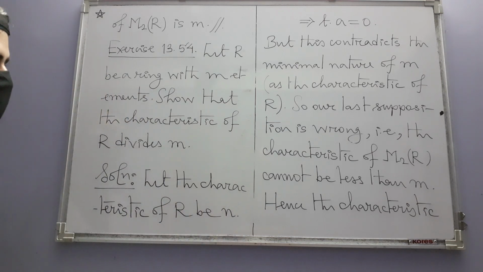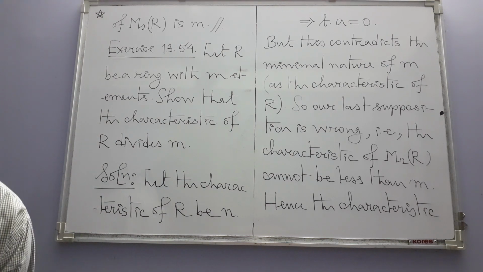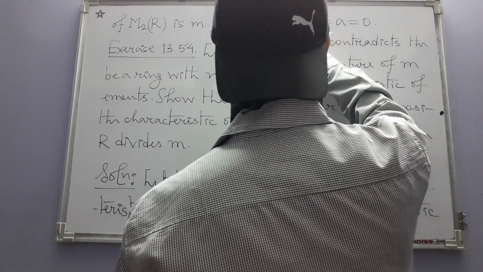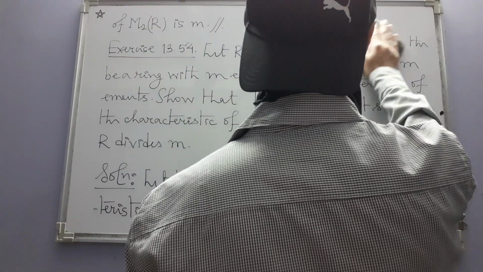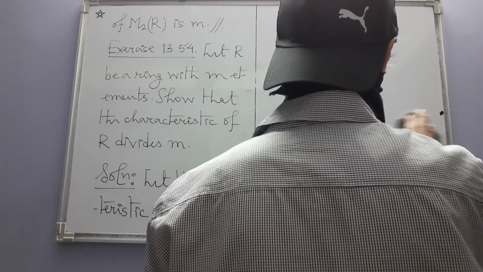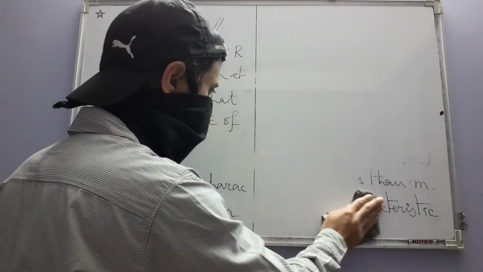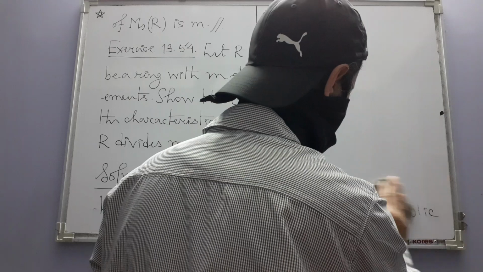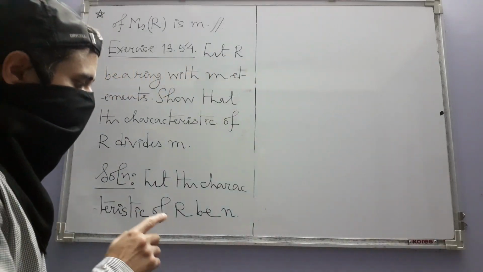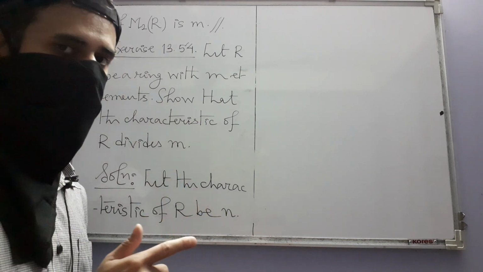Let the characteristic of R be n. Okay. Then, since n is the characteristic, n is a positive integer. So what's important here is that n is a non-zero integer. And that is why using the Euclidean algorithm we can divide m by n to get a quotient and a remainder.